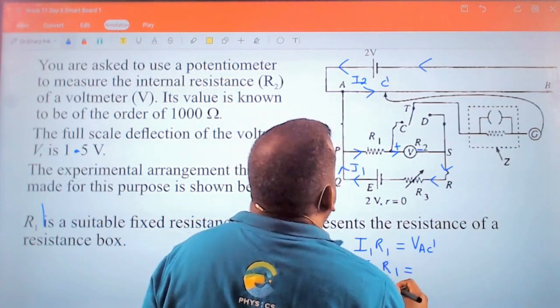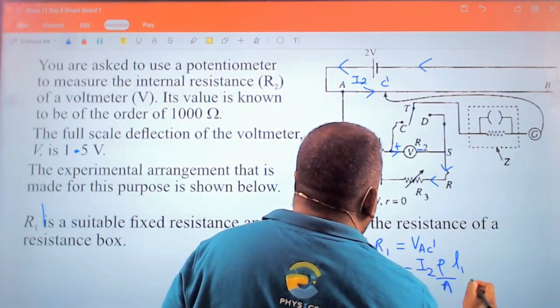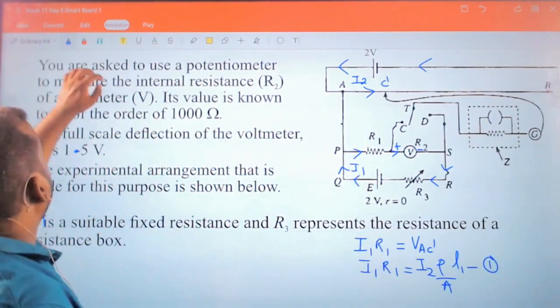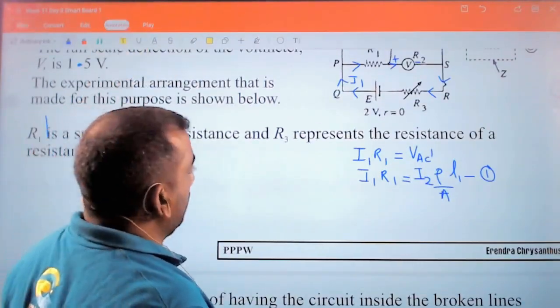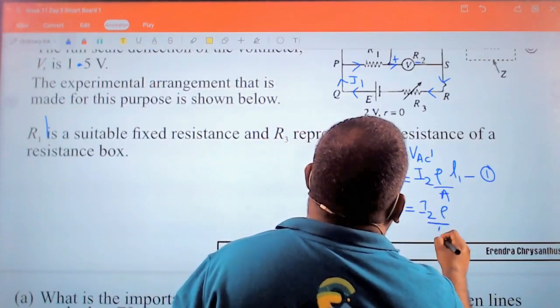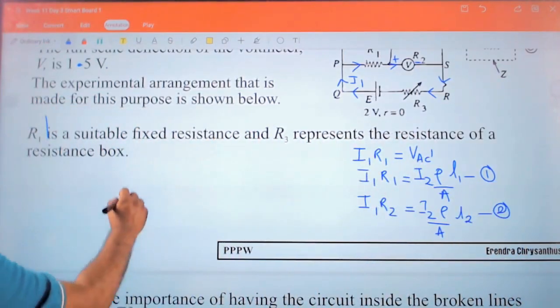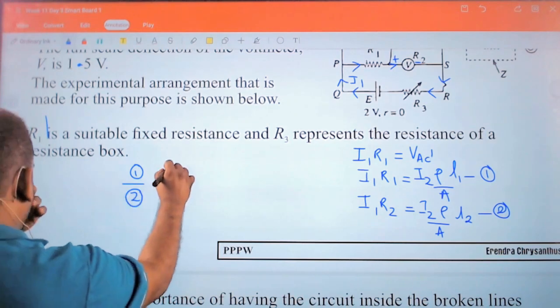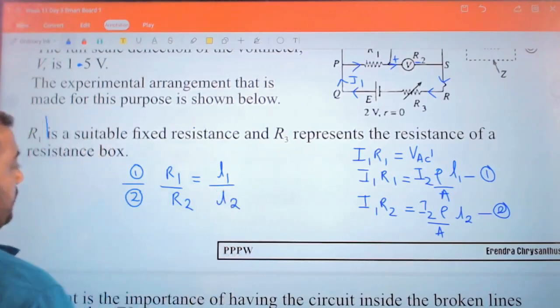I1 R1, where R1 is the resistor, is rho L1 over A. Next one: I1 R2 equals I2 rho over A, L2. Divide 1 by 2. R1 over R2 is equal to L1 over L2. R1 over R2 is equal to L1 over L2.